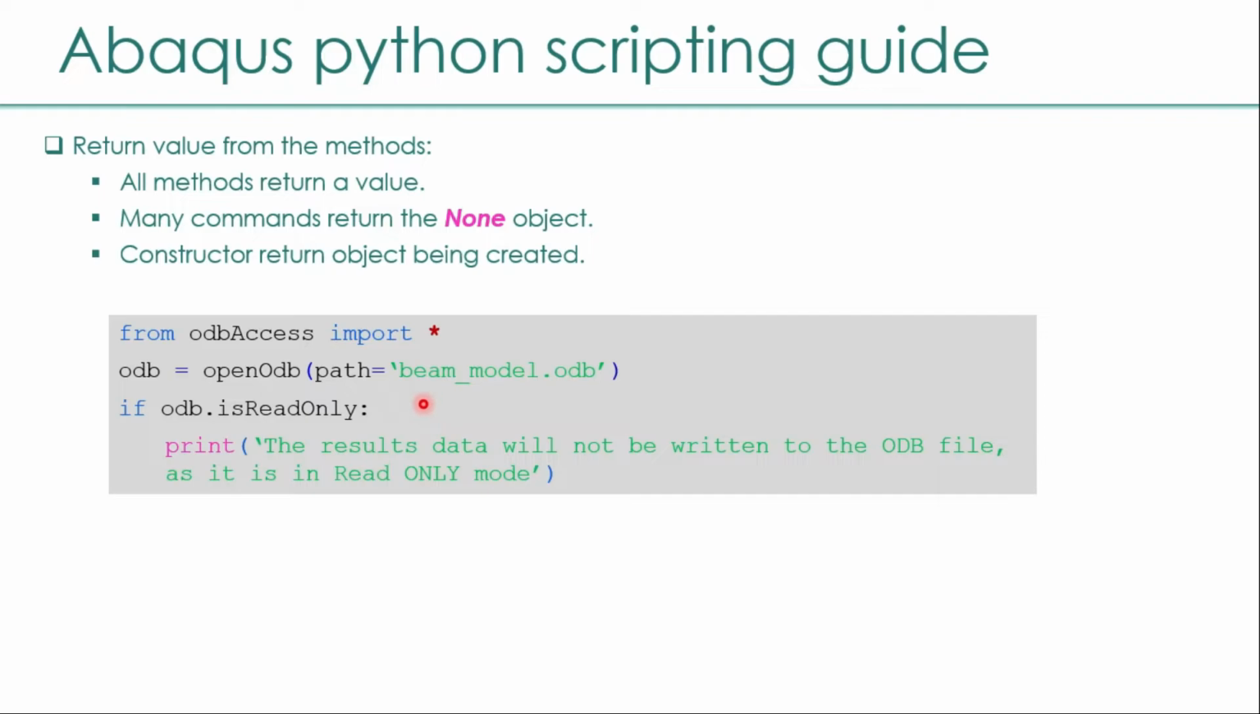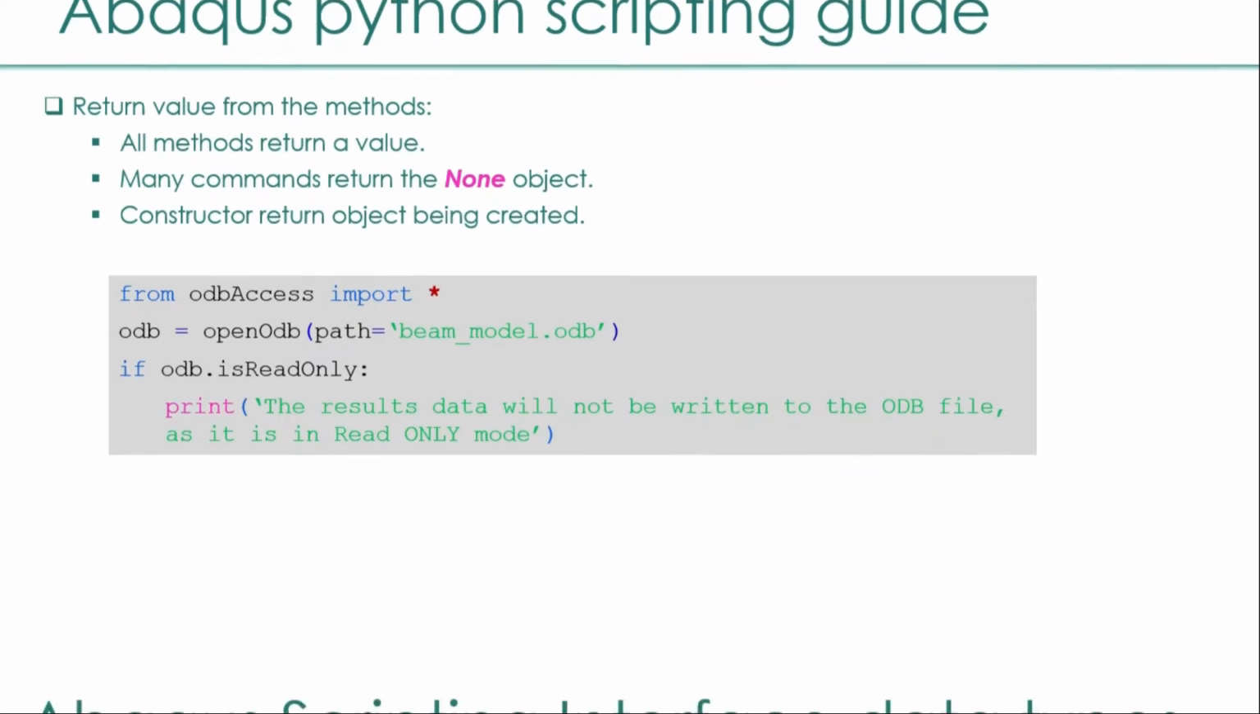You can use one member, that is readOnly. It has a Boolean value, yes or no, true or false, that says whether this ODB is opened in read only mode or write mode. So if you are using members like this, it will return some Boolean value, as I said. This return value you can use in this fashion. So that's why the return value has its importance.